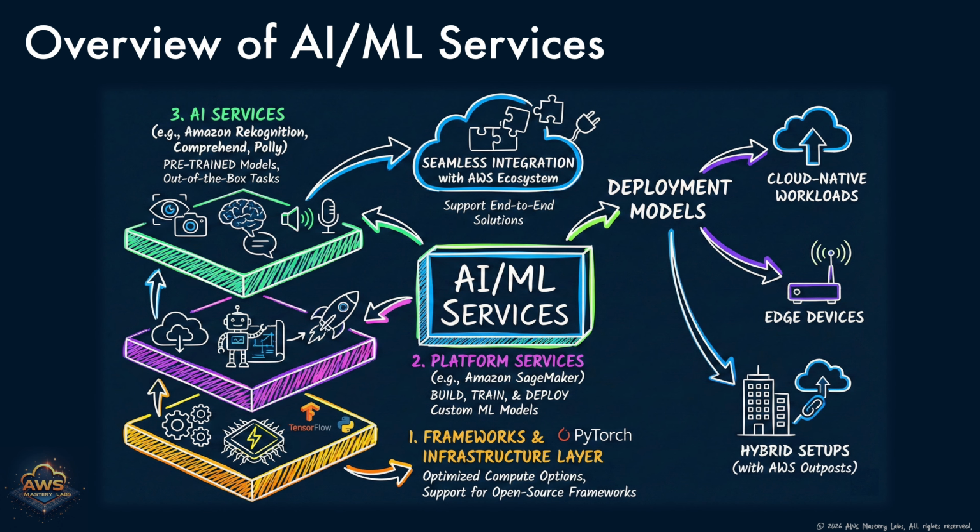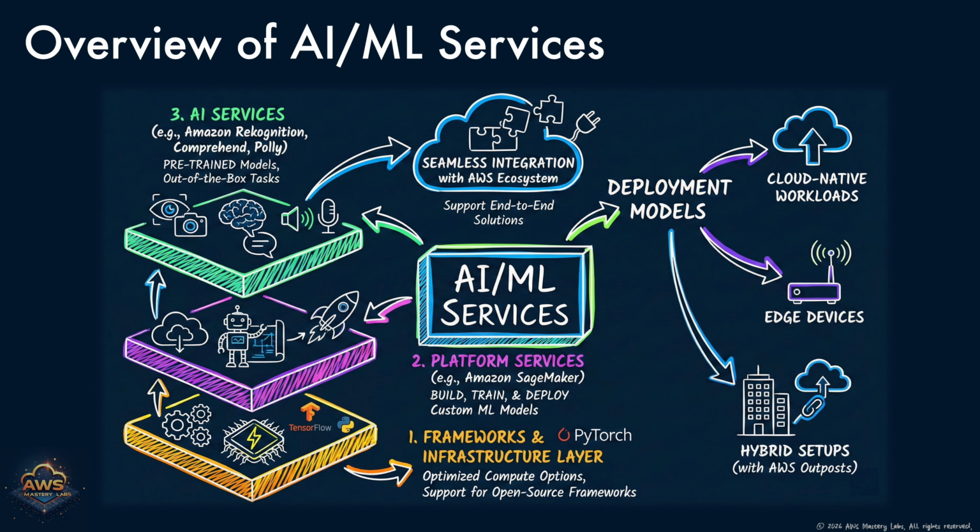At the top of the stack, we have AI services. These are pre-trained, fully managed services like Amazon Rekognition for image and video analysis, Amazon Comprehend for natural language processing, and Amazon Polly for lifelike text-to-speech conversion. These services let you integrate AI capabilities into your applications with just a few lines of code. No machine learning expertise required.